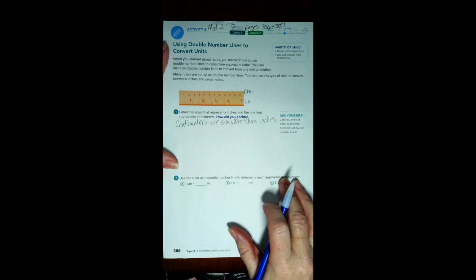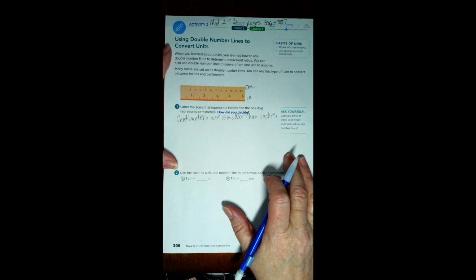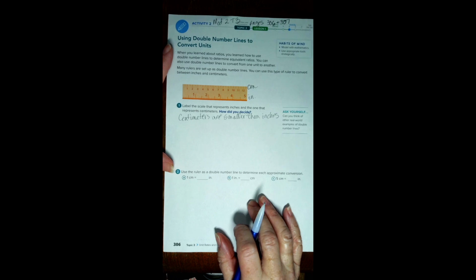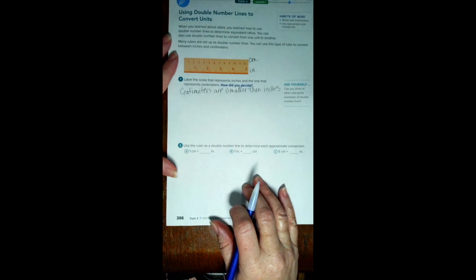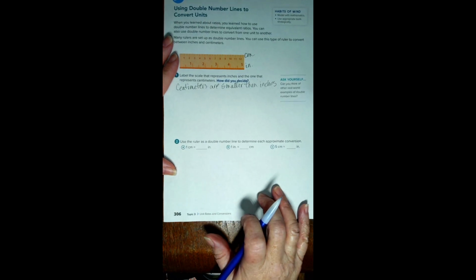Can you think of other real-world examples of double number lines? We've had a lot of those. We don't need to go over that. We kind of had a lot of those even in the last unit.